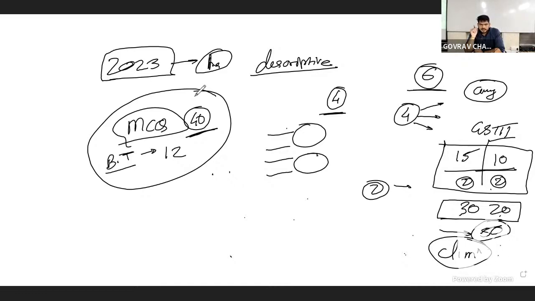See, for MPSC, we don't have descriptive papers. So what we'll do, we'll take the example of UPSC to tell you how exactly the current affairs are used to frame your questions. So I'll give you some examples. The first thing, I'll be talking about defense first.